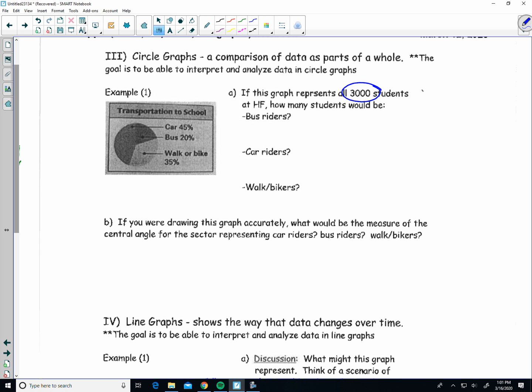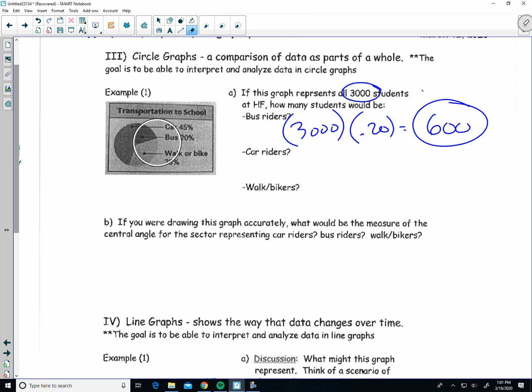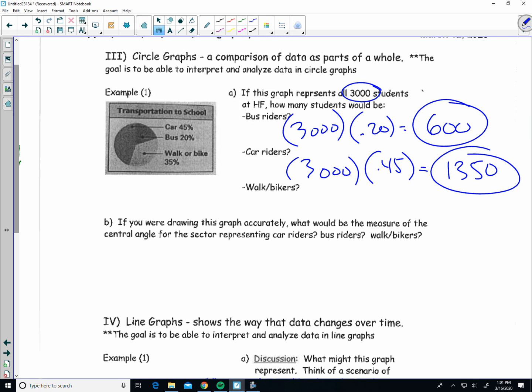So we got 3,000 students at HF, roughly about 3,000. And they're telling us, of course, that about 20% were riding the bus. So if we take that 3,000 and we multiply that by 0.20, 20%, we got about 600 kids taking the bus. If we go to our car riders, it's 45% of those students. So again, 3,000 students at HF, and about 45% of them are taking a car to get to school. So a lot more students are car riders, about 1,350 based upon this data.